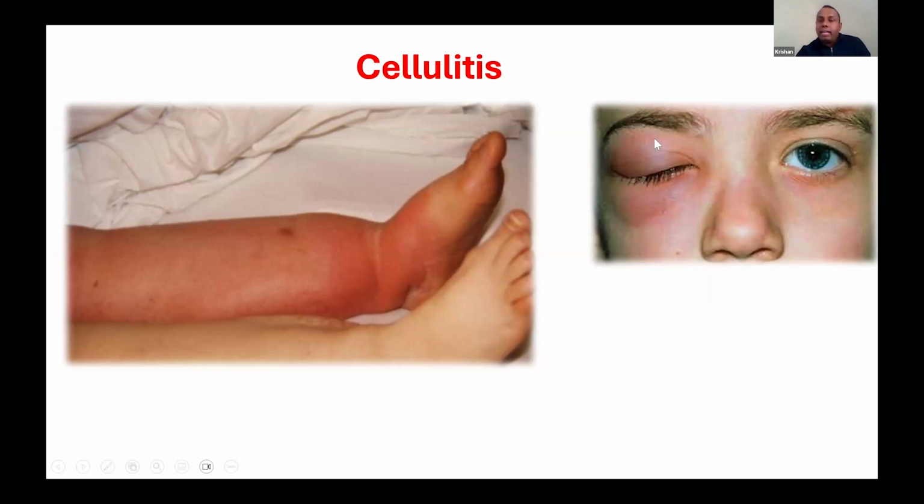We might also get a different child here. This also looks like cellulitis. Suppose you are the registrar on the night on-call shift, and you are getting both of these children at once. To whom are you going to attend first? Yeah, the right side. The right side one, so the one with facial cellulitis. Is that correct? Yes.